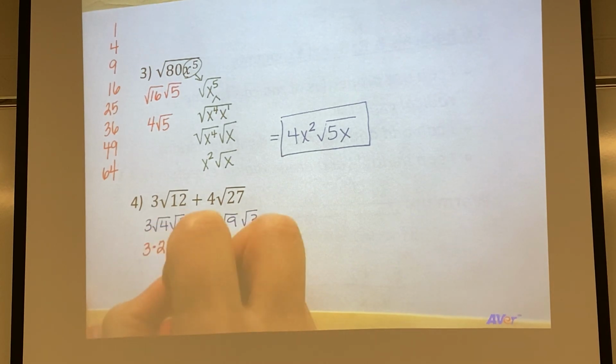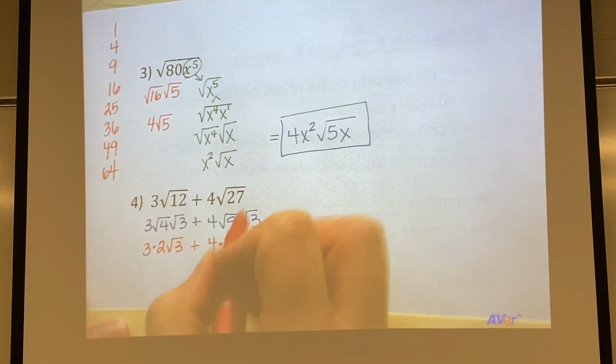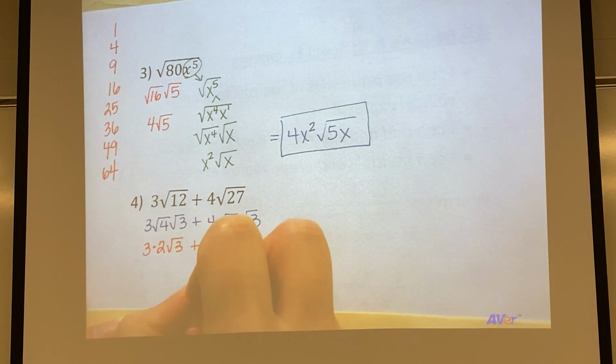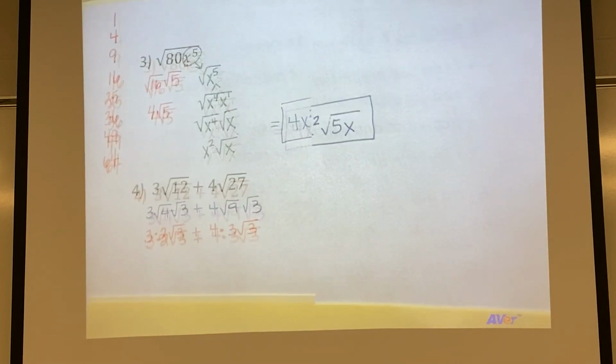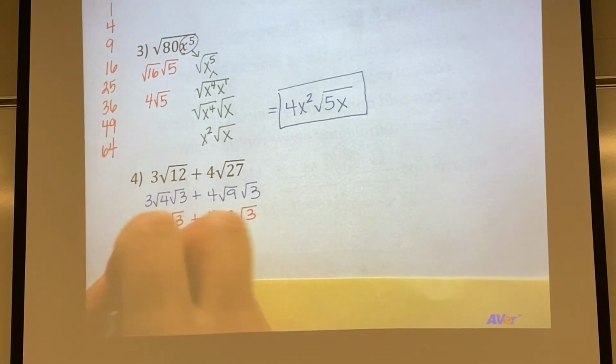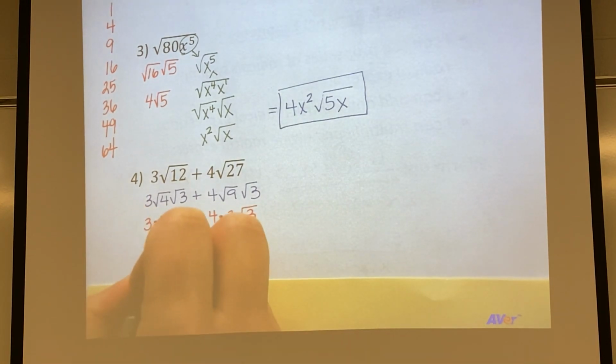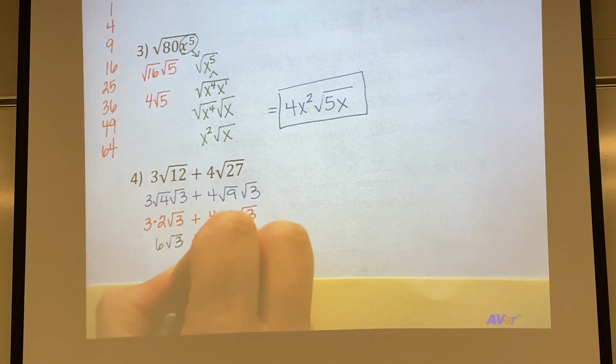Same thing with the next group. We drop the 4 down. It is being multiplied by the square root of 9, which is 3. And we just keep the square root of 3. 3 times 2 is in fact 6. 4 times 3 is 12.